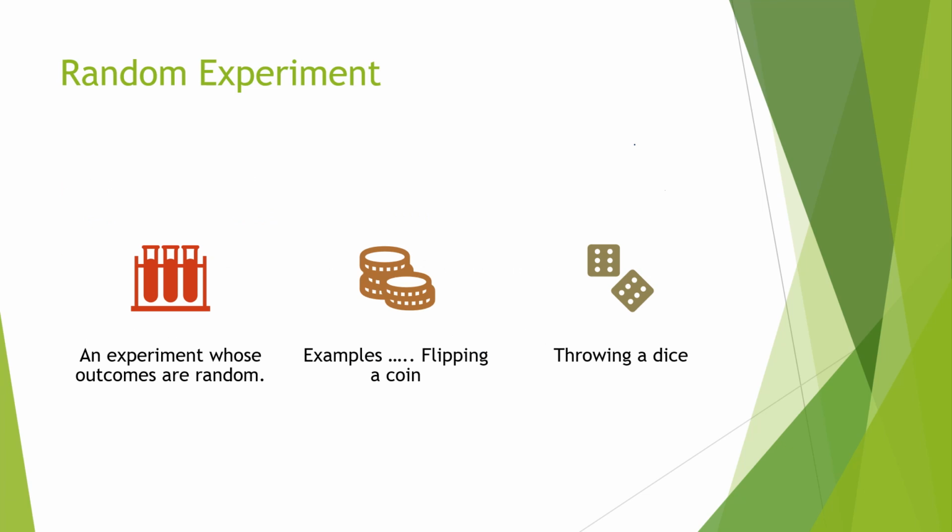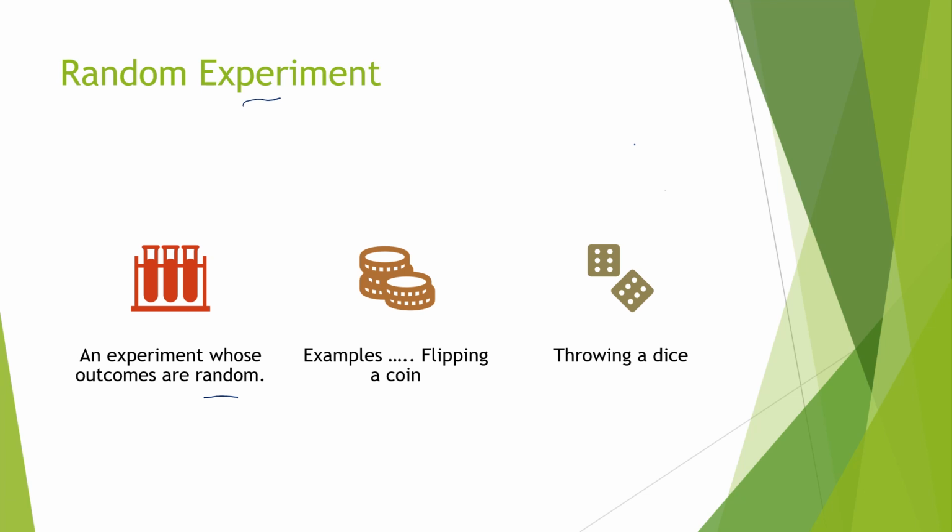Now we discuss certain terms involved with random variables. The first one is random experiment. What is a random experiment? An experiment whose outcomes are random is known as a random experiment.